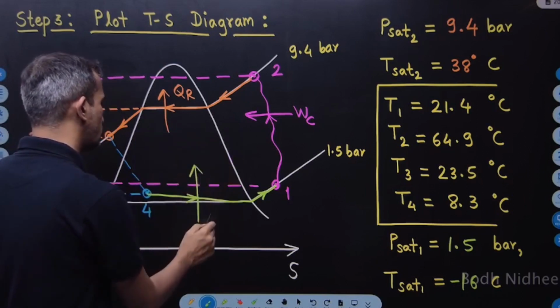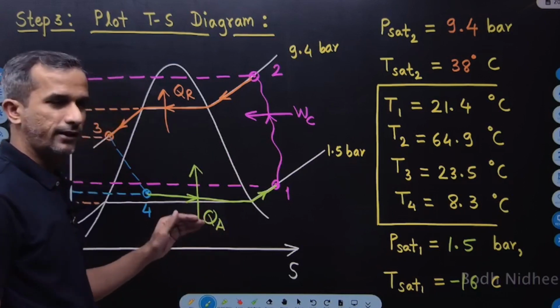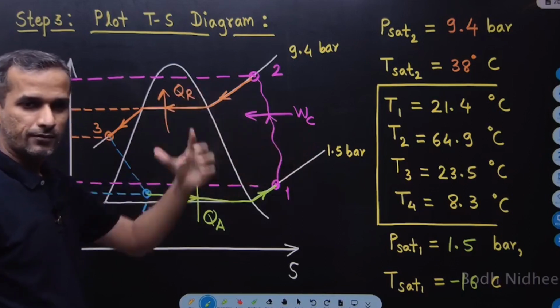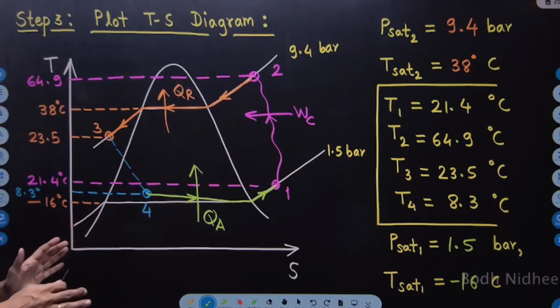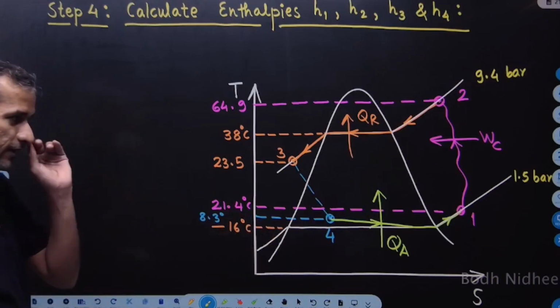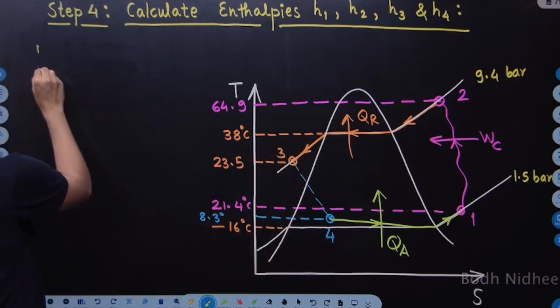This is a heat pump, so we will not call this the refrigerating effect because we are not focusing on that. Our objective is to heat, so QR is important. Input is compressor power. So this is the actual TS diagram of the given readings. From here now we will find out H1, H2, H3 and H4. So what is the formulation required for H1?